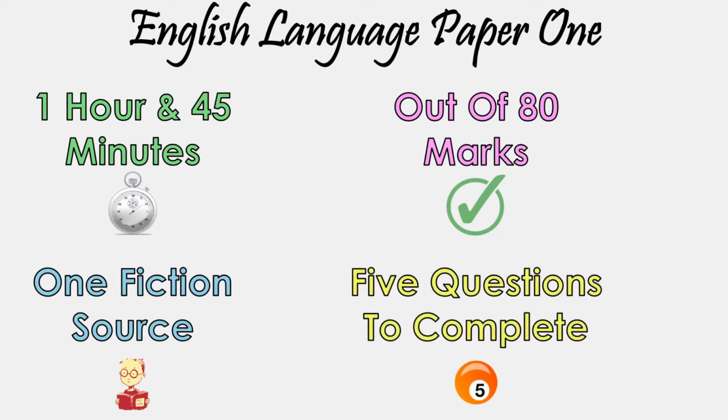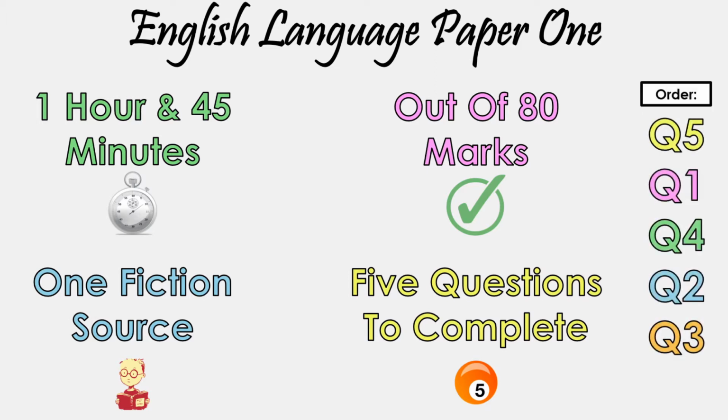The best order to complete this paper in is: Question 5 first, then question 1, 4, 2 and finally 3. The reason for this is that you get all of the big mark questions and the easy question out of the way first. That way you've got 80% of the paper completed in the first 3 questions that you answer.